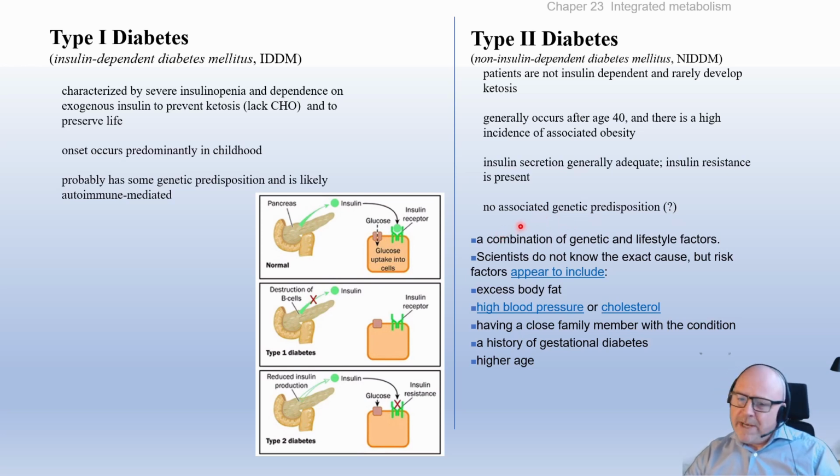Genetic and epigenetic, we're not going to go into. Right, what causes it? A combination of genetic and lifestyle factors. Scientists do not know the exact cause, but risk factors appear to include excess body fat, high blood pressure or cholesterol, having a close family member with the condition, suggesting genetic predisposition, and a history of gestational diabetes. So this is a temporary diabetes experienced by some women during pregnancy. Also higher age, so typically over 40 in the Western world.